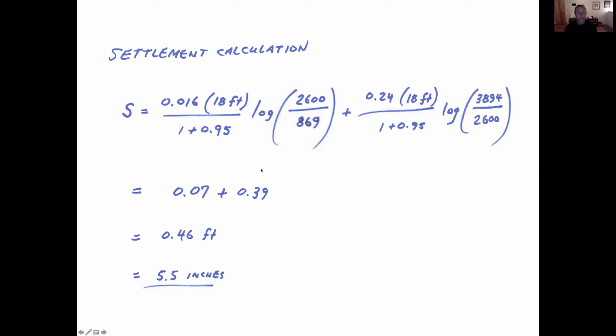These fractions after the log are endpoint over start point, endpoint over start point. In both cases, we end up with 0.07 plus 0.39 or 0.46 feet. Let's convert that out to inches, and that is 5.5 inches. I hope this helps with your understanding of magnitude of consolidation settlement.